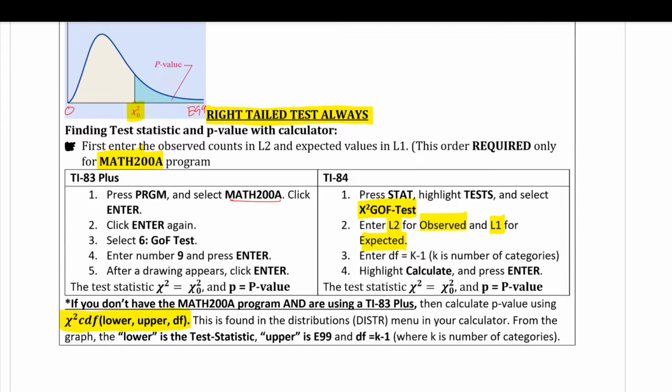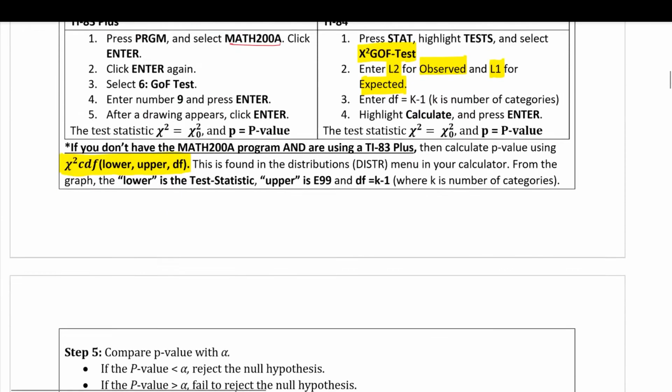So the hardest part is just coming up with the test stat here, because that's what your lower value would be. I'll go into detail on how we calculate that. There's a couple ways to do it. You can either do it by hand, or you can put a list into a calculator. I'll show you how to do that.